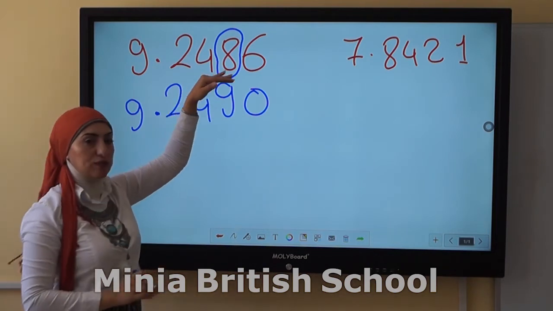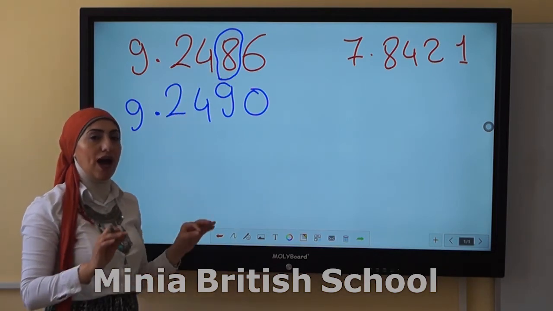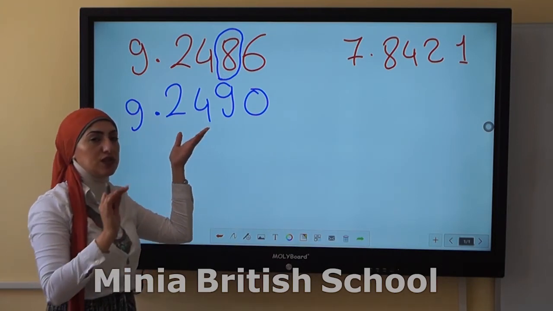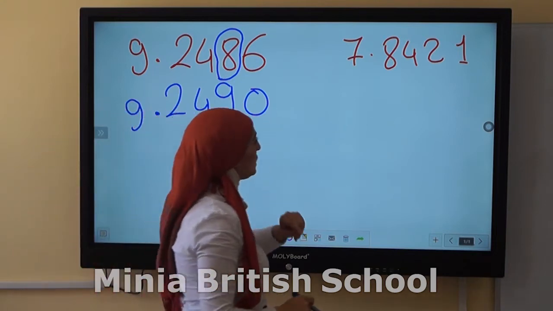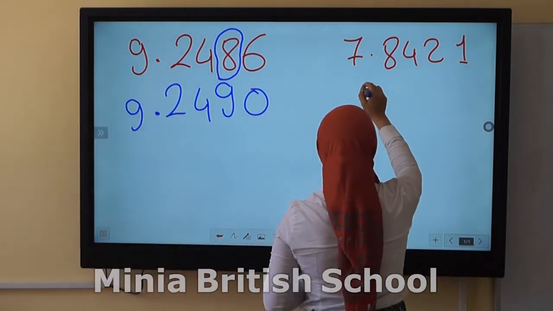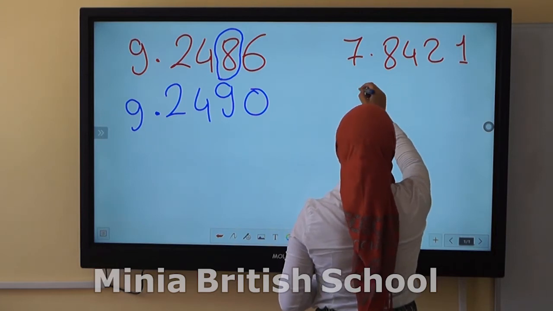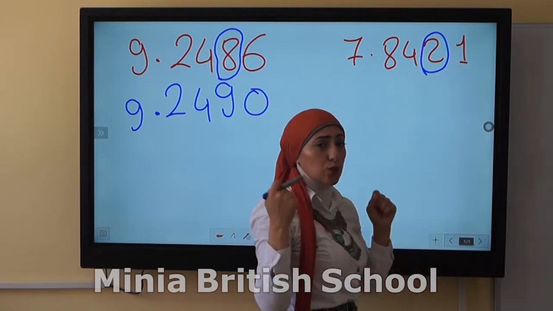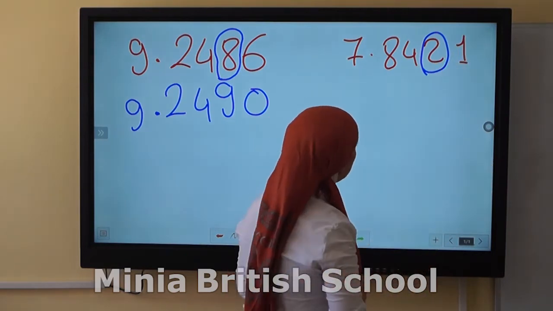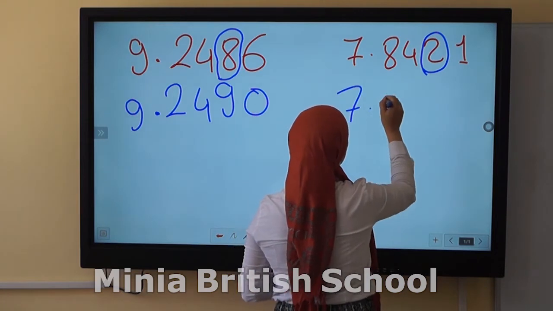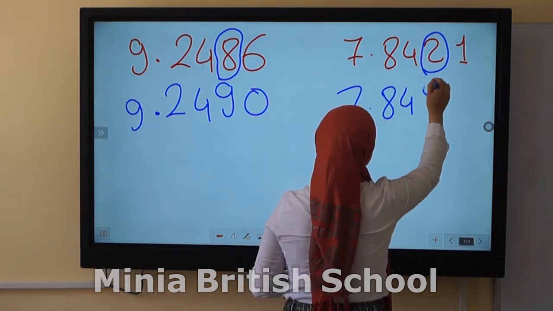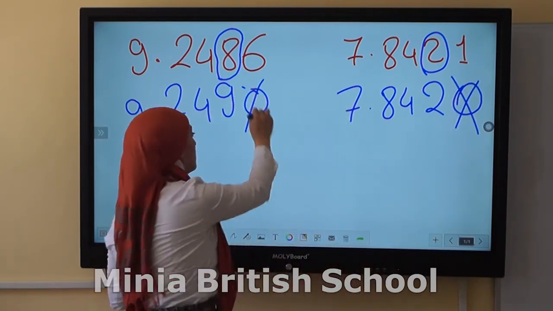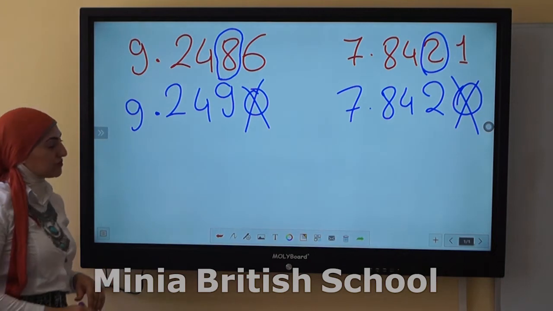Here, I approximate to the nearest thousand, so I have to keep 3 digits after the decimal point. Here, the thousand is 2, and 1 is weak, so it will not affect any digits. So it will be 7.842, and you can write 0 or cancel it. Okay?